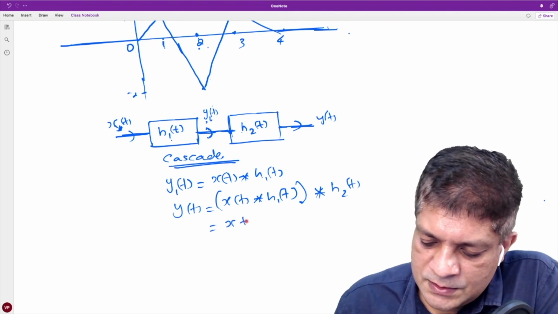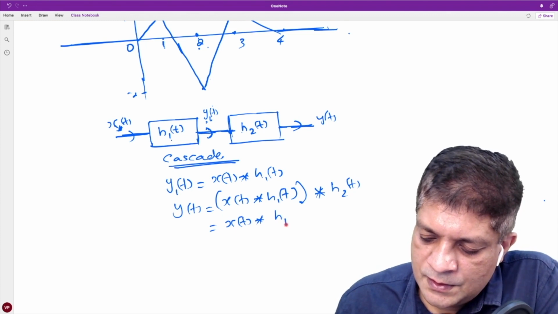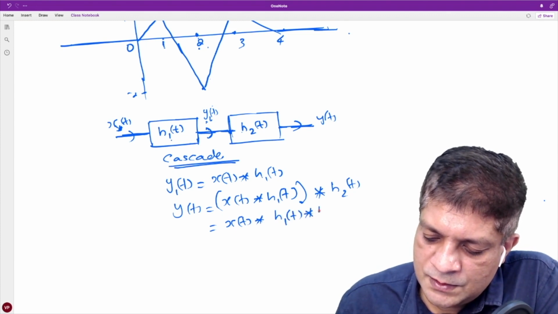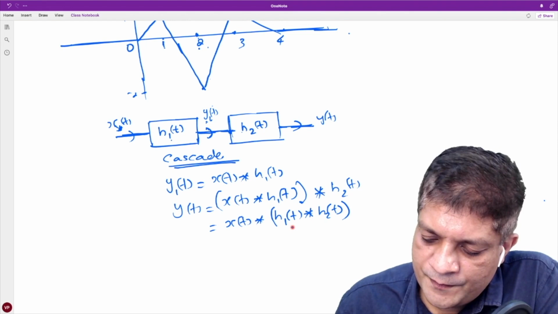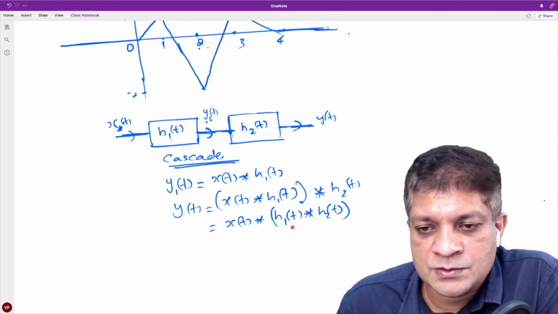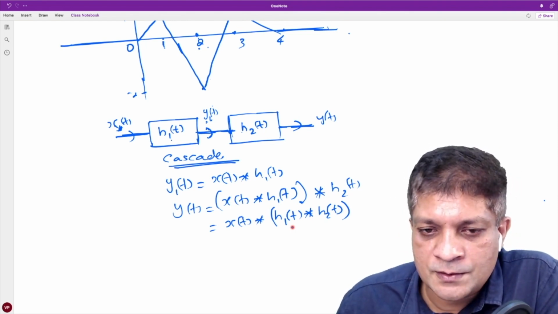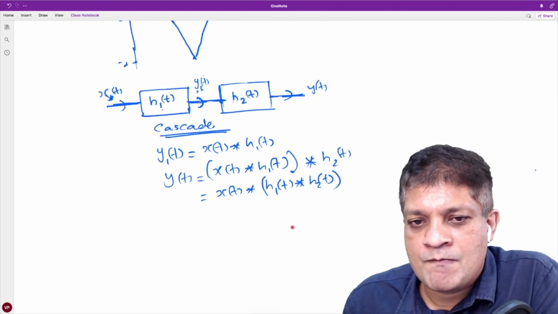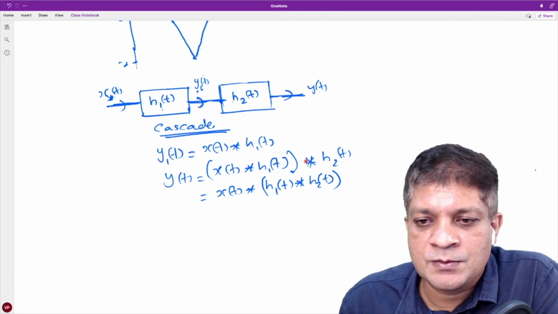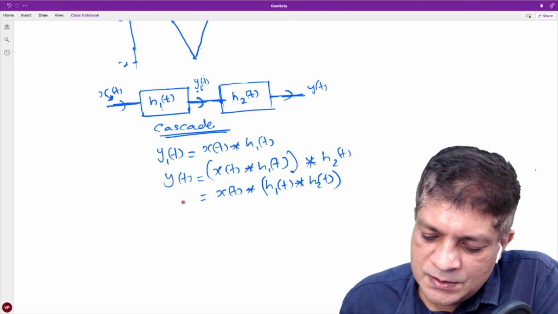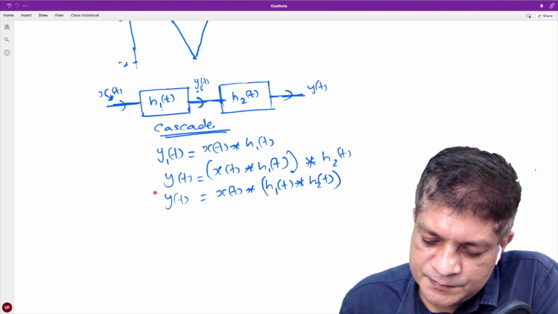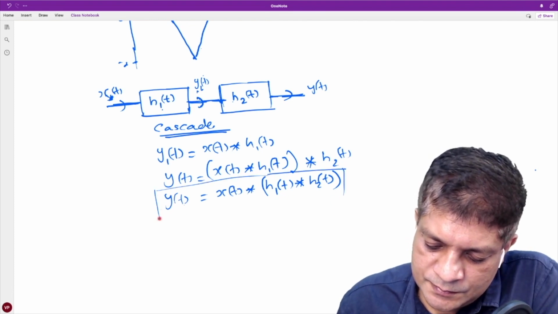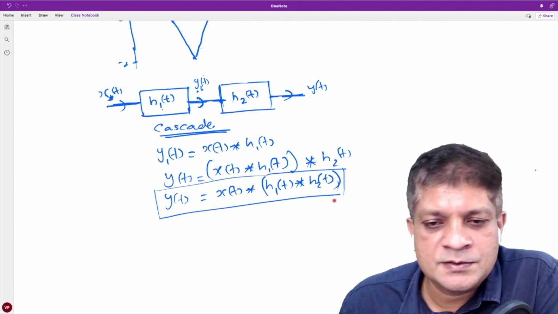Can we write it as x(t) convolution h1(t) convolution h2(t), using the associative property of convolution? Is it that? I'm using the associative property of convolution. What does it mean?